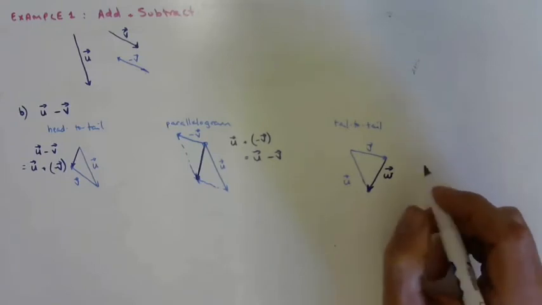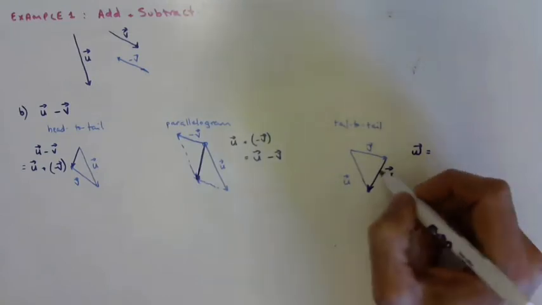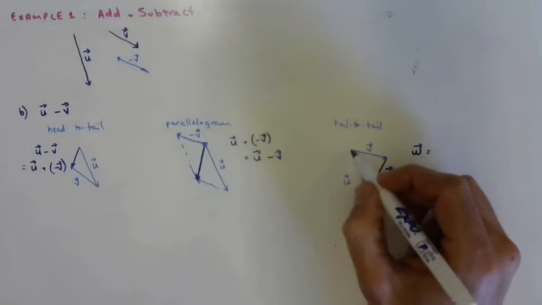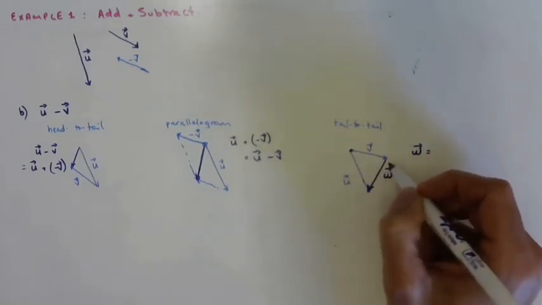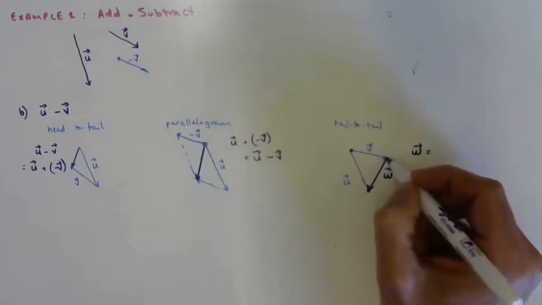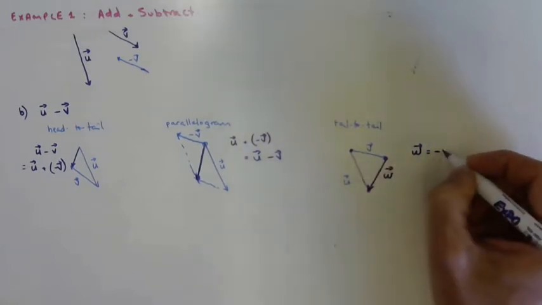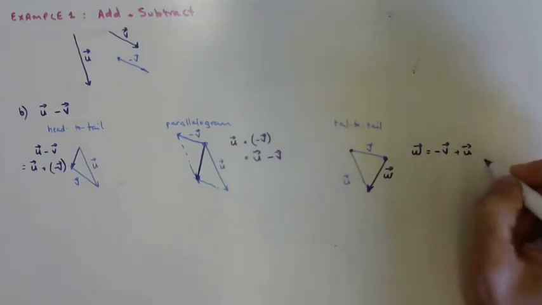Well, what happened here? w now is actually equal to u minus v, because I drew u and v heading from tail to tail, both heading the same direction, but then I drew my resultant from the head of v to the head of u. So what I'm actually doing is starting here, I'm tracing v backwards and then u forwards. So I'm actually doing the opposite of v and then adding the vector u.